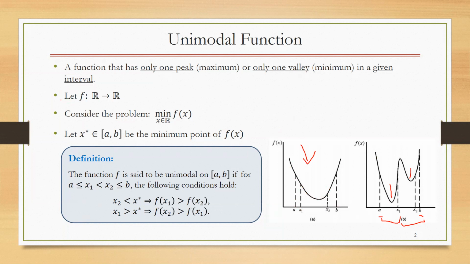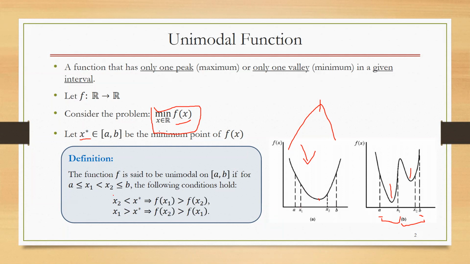Okay, so just to recap, a function is said to be unimodal if there's only one valley or one peak. So there's just one point. And obviously it is a function which maps a real number to a real number. What we have is an unconstrained optimization problem in which we want to find the minimum. We want to find some x value which returns the minimum f of x value. We denote this optimal point by x star. So x star is the optimal point in a unimodal function within a given interval.